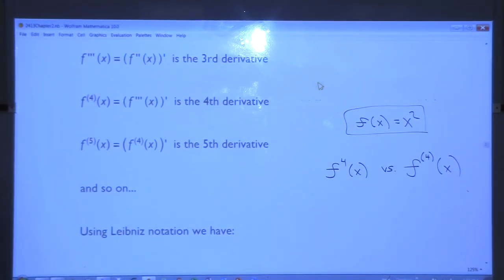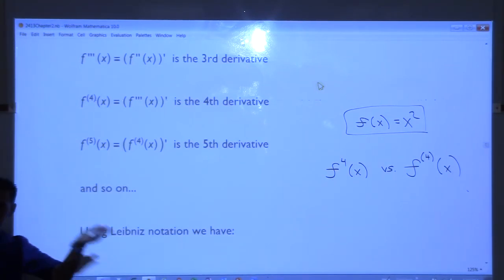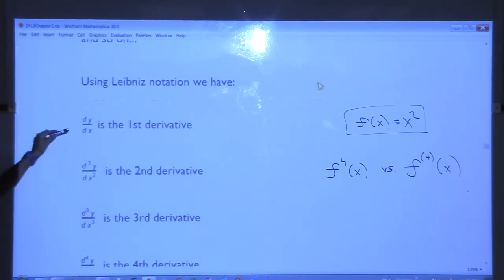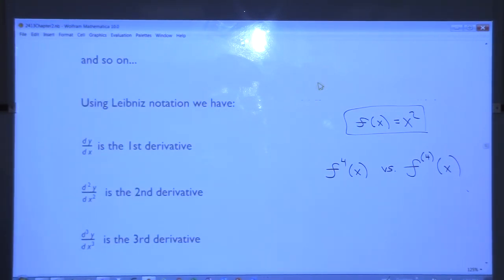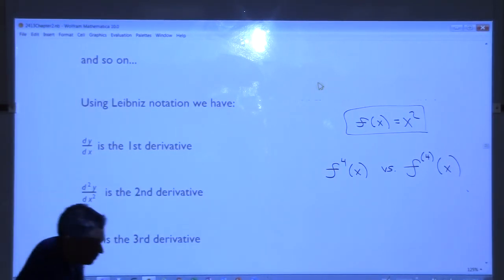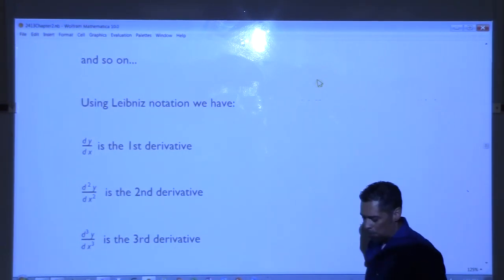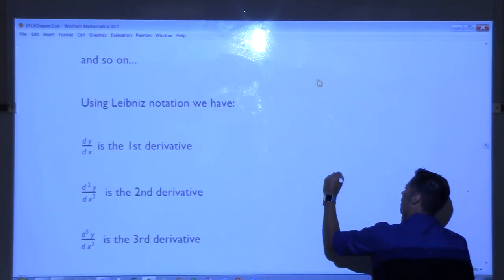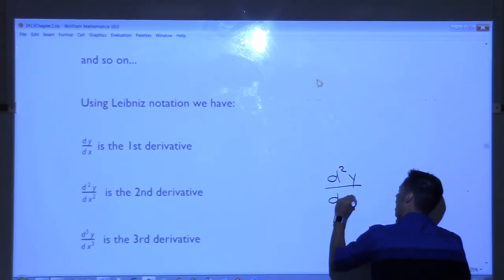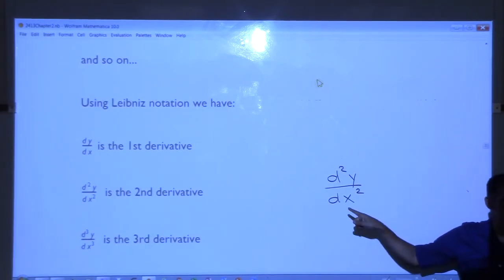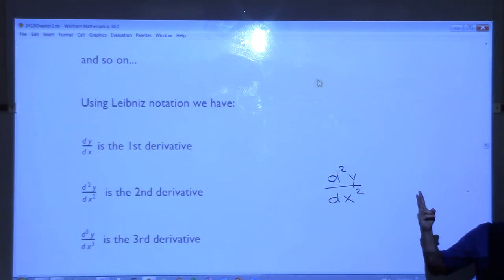Now, since we have 2 different notations, Newton's and Leibniz's, how do we talk about higher order derivatives with Leibniz notation? So the first derivative is just dy dx. That's take the derivative. And then the second derivative is this weird thing. It's d with a little superscript 2 y over dx squared, like that. If you ever see this notation, it means take the derivative twice.